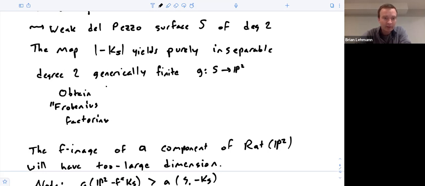So let me explain what I mean. The function field of S is obtained by adjoining a square root of an element in the function field of P2, which means that the geometric Frobenius is going to factor rationally through S. So the function field of P2 is an extension of the function field of S. So we get a diagram like this, where this is a rational map. Let me call it F.